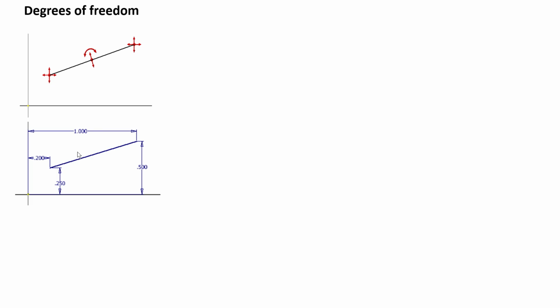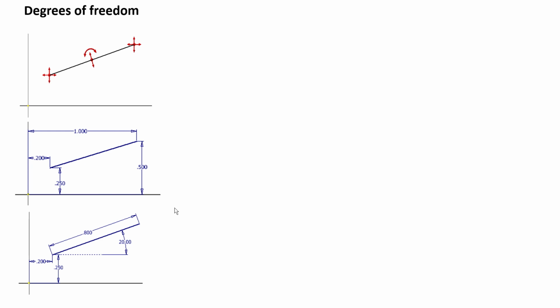You can add 2 dimensions or 4 dimensions in here, 2 for each point. You can actually fix this point by adding 2 dimensions in here from the origin, and similarly you will add 2 dimensions in here from the origin. So this line now is fixed. Or you can add dimensions in here, the 2 dimensions for this point, and then 1 dimension for the length and 1 dimension for the angle.